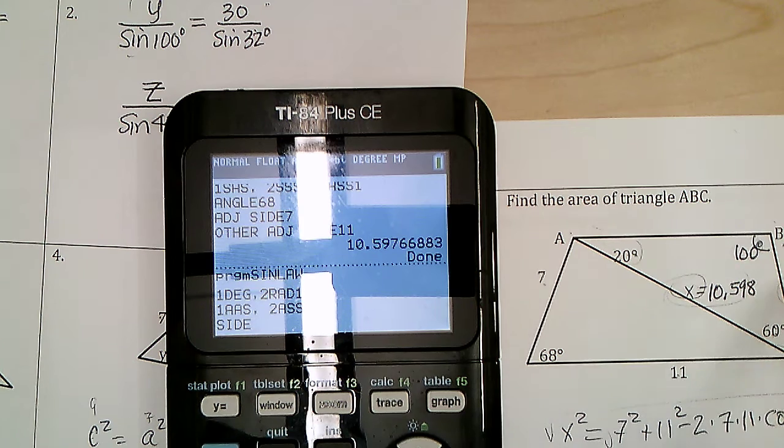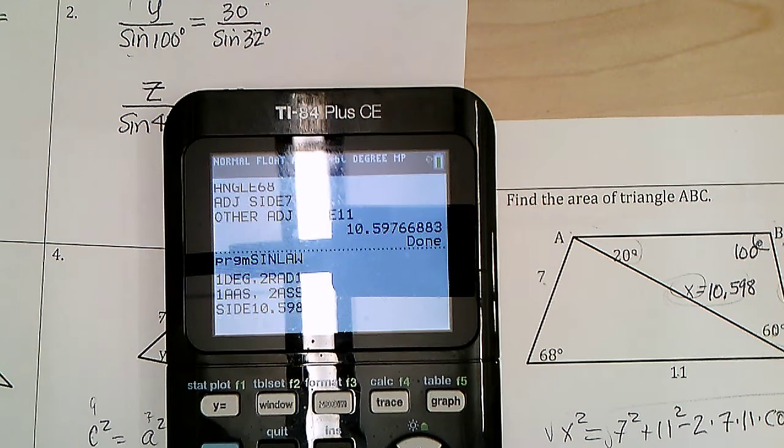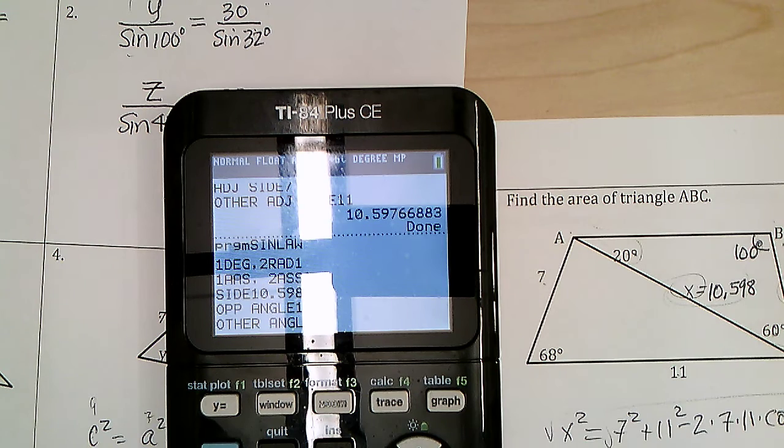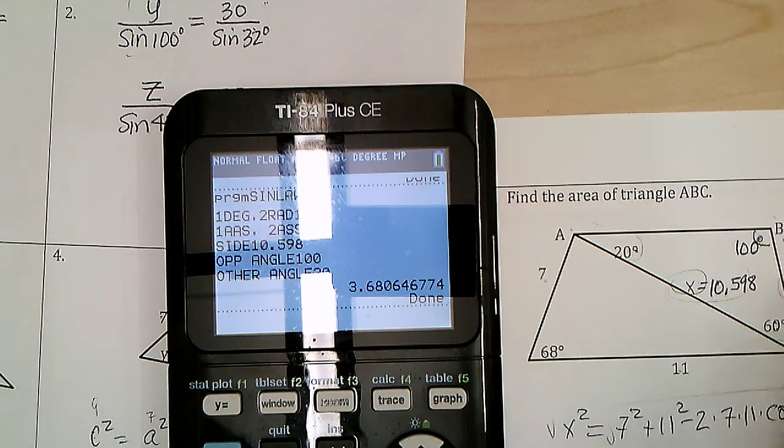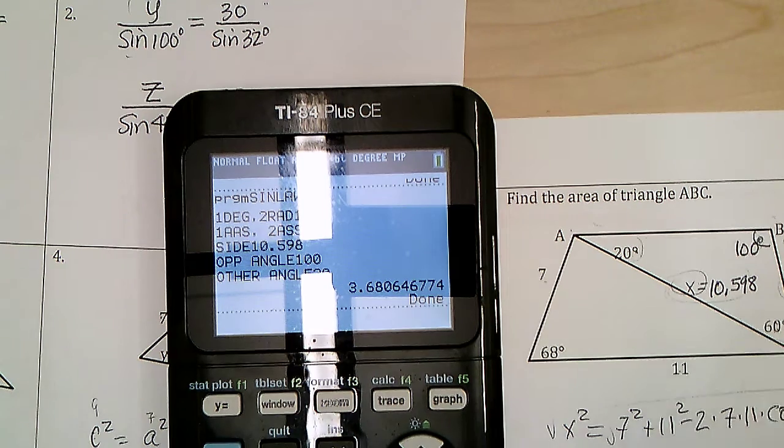The side that I know is 10.598. The angle opposite is the 100. And the other angle that I want is 20, so I get the side opposite to be 3.681.